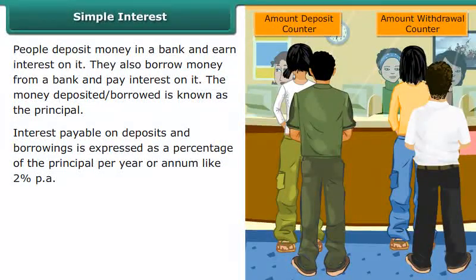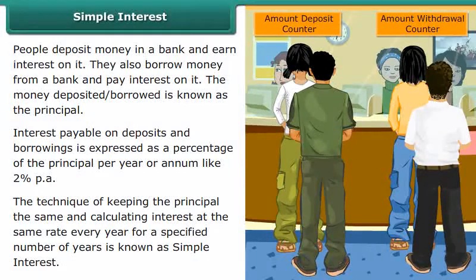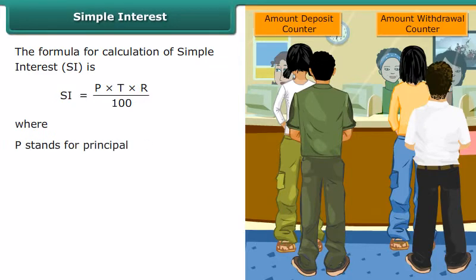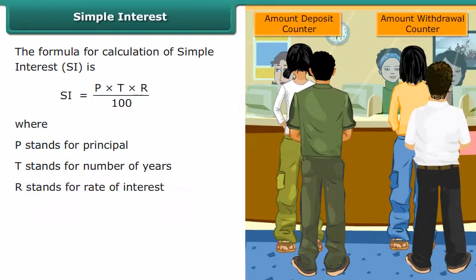per annum. The technique of keeping the principal the same and calculating interest at the same rate every year for a specified number of years is known as simple interest. The formula for calculation of simple interest SI is P into T into R whole upon 100, where P stands for principal, T stands for number of years, R stands for rate of interest.